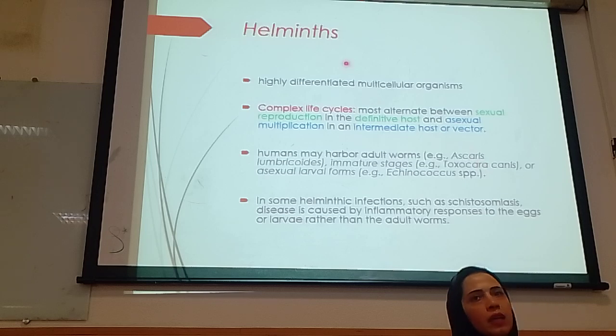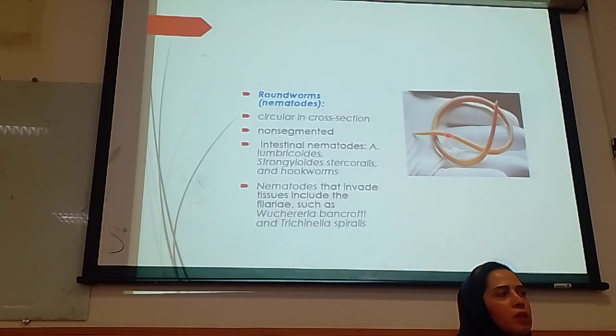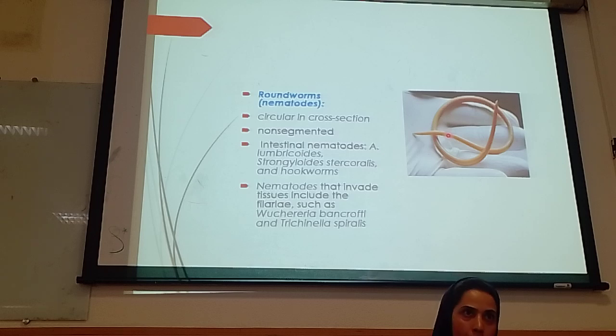And the last one, helminths. Helminths have complex life cycles, with sexual reproduction and asexual multiplication. There are different types of helminths, three categories: cestodes, trematodes, and nematodes. Nematodes are round, meaning that their cross section is round, circular. And they are not segmented.